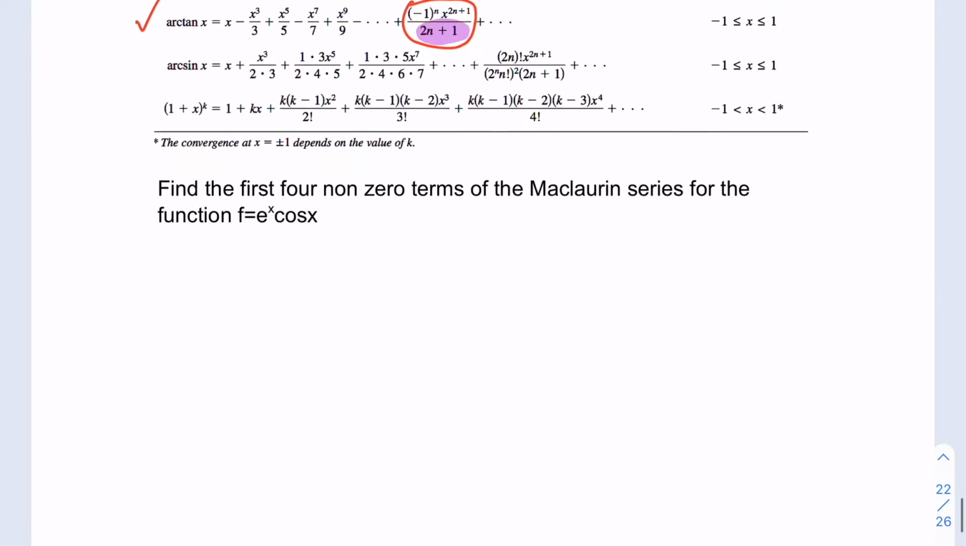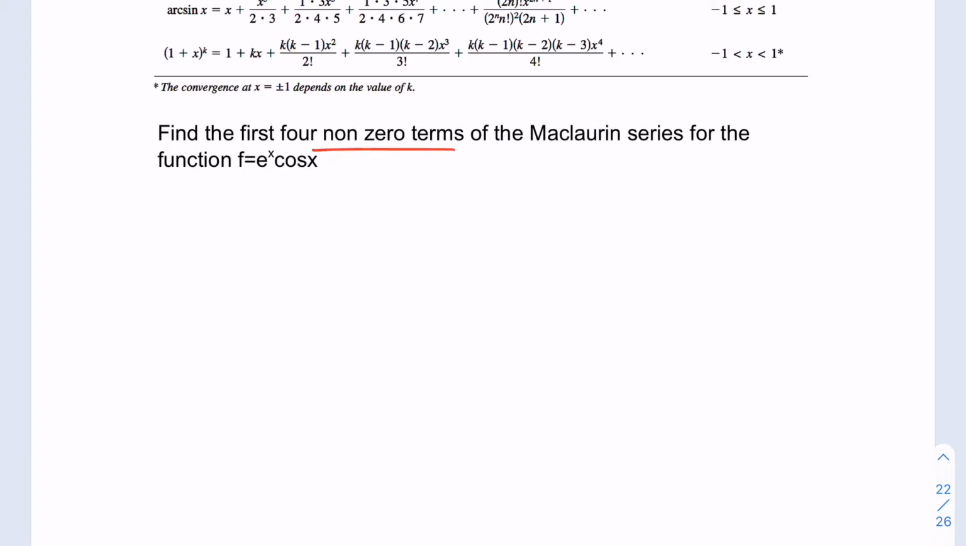Let's have a look. How do we find the first 4 terms of the Maclaurin series, given f(x) equals e to the x times cosine of x? So for e to the x, the general term is x to the n over n factorial. For cosine of x, it is negative 1 to the n, x to the 2n over 2n factorial. So now we are going to multiply these two series.